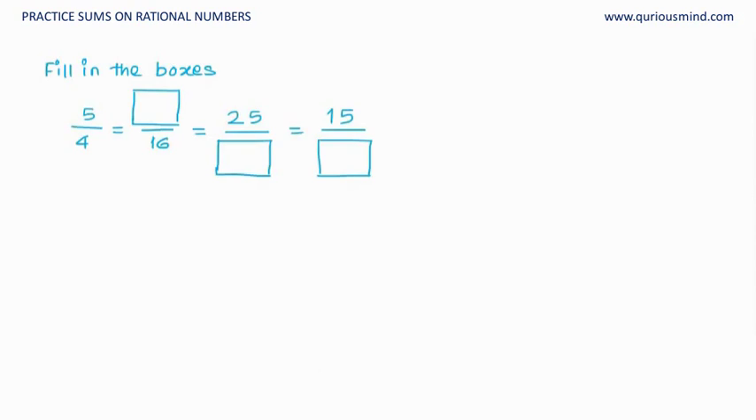Fill in the boxes. 5 upon 4. Now if you see here, the 4 is getting converted into 16. So 4 4s are 16. So 5 4s are 20. Now here 25 upon the box. 5 5s are 25. So 4 5s are 20. 5 3s are 15. So 4 3s are 12. So this is same as the equivalent fractions what we had done earlier. Let's do the next one.